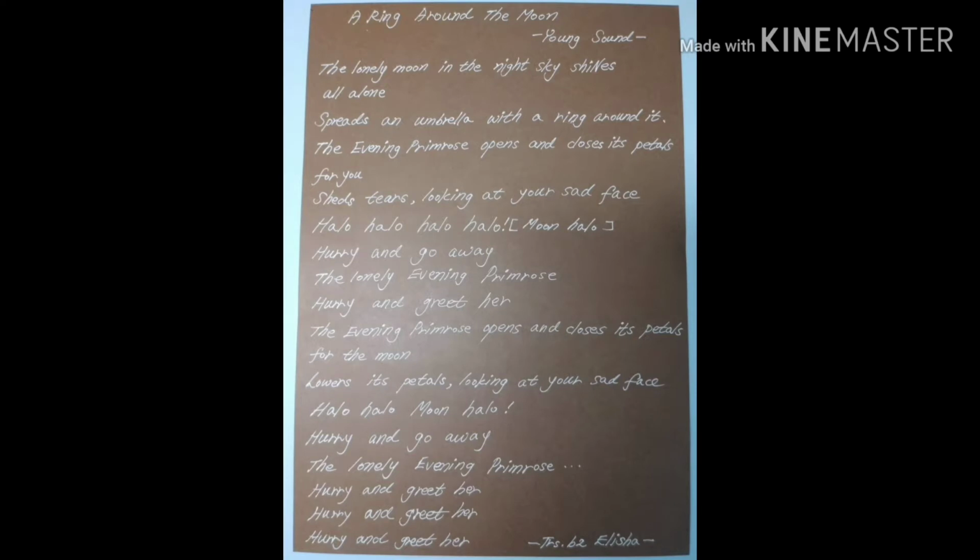The lonely moon in the night sky shines all alone. Spreads an umbrella with a ring around it. The evening primrose opens and closes its petals. For you sheds tears looking at your sad face.